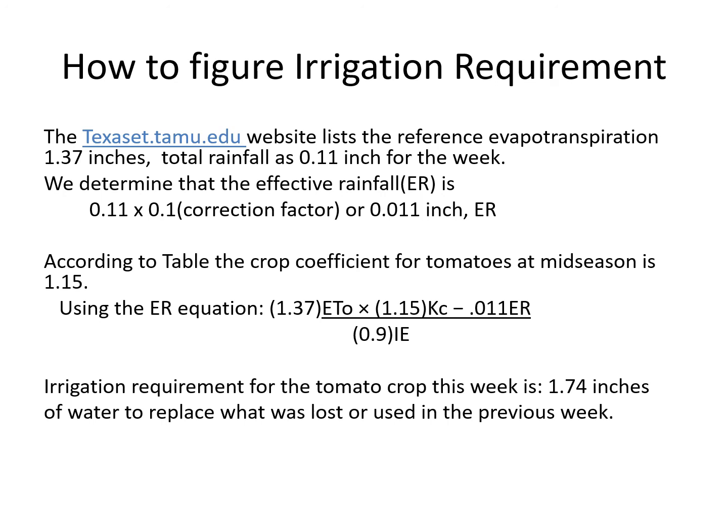So using the effective rainfall equation, 1.37 evapotranspiration times 1.15 crop coefficient, minus 0.011 effective rainfall, divided by 0.9 irrigation efficiency, and you should get 1.74. So that would be the requirement for the tomato crop for that week. And it would replace what was lost or used in the previous week.